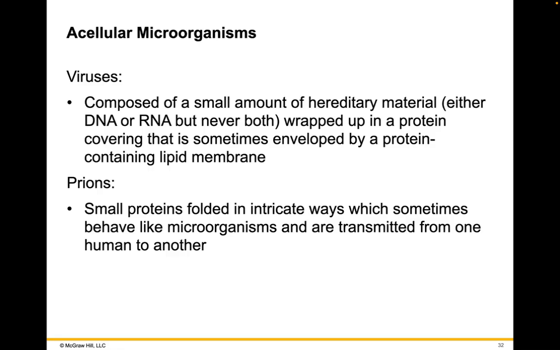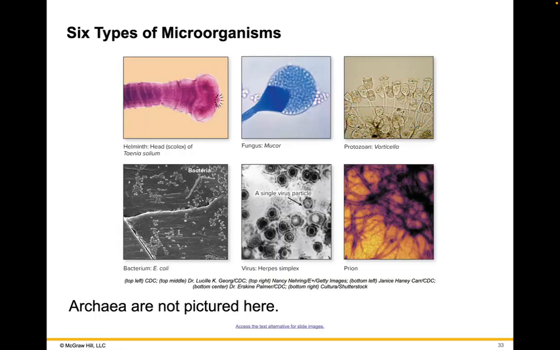envelope, they call it. So prions are small proteins that are folded in really intricate, complex ways, which behave like microorganisms and are transmitted from one human to another. So they can kind of turn on a disease. So here are the 6 types of microorganisms.